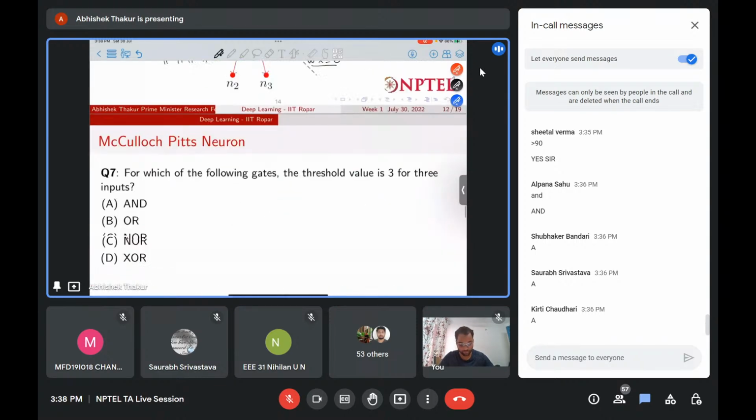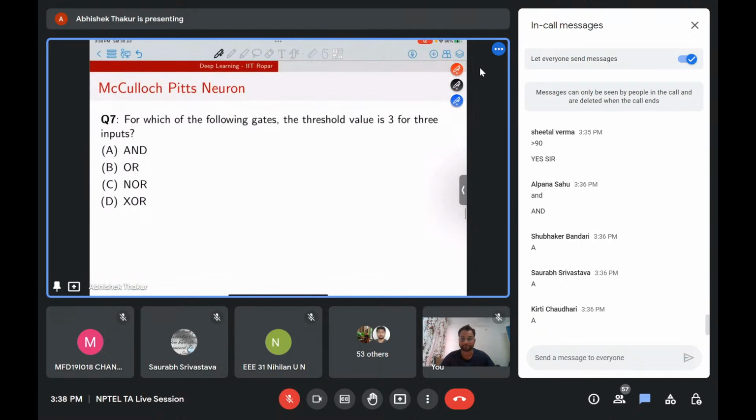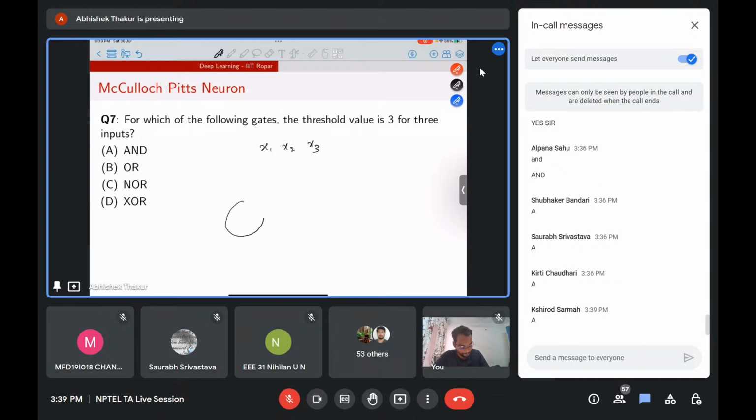So now we will see the next question. This is based on the McCulloch-Pitts neuron. For which of the following gates is the threshold value 3 for 3 inputs? In this question, 3 inputs are given: x1, x2 and x3. What will be the answer? Please write in the chat box.